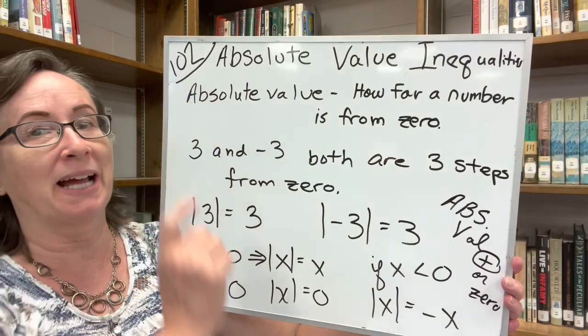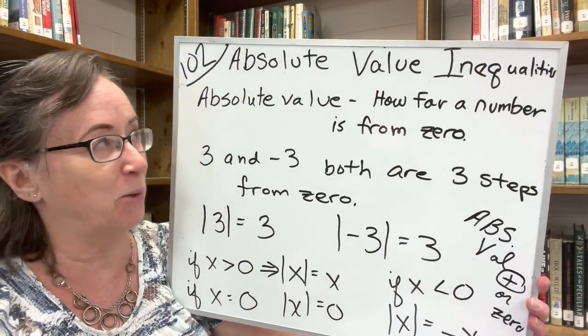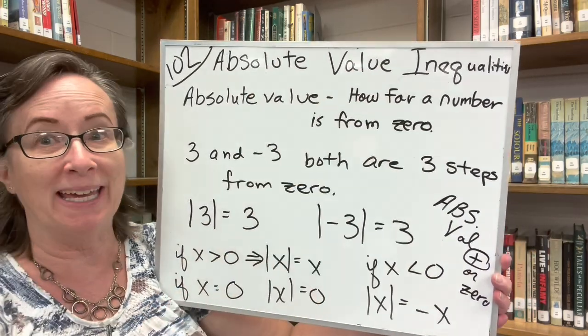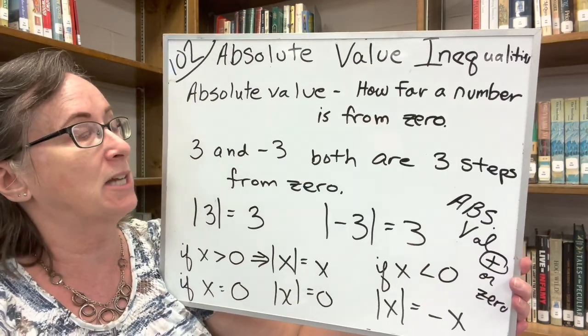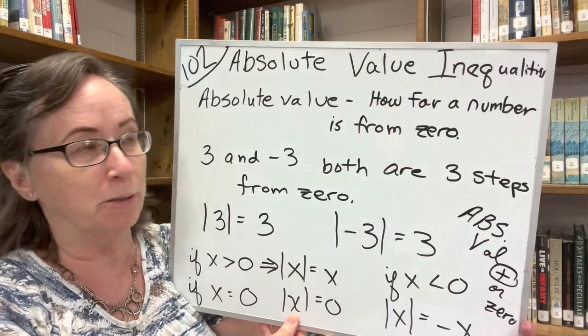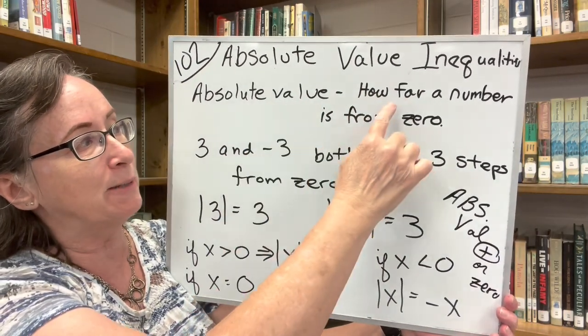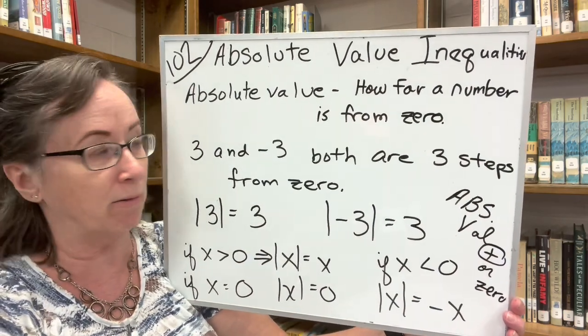And tonight we're doing lesson 102 in our Saxon Orange book, and we're talking about absolute value inequalities. We talked about absolute values earlier in the book, but we're going to do a brief review. An absolute value is how far a number is from 0.